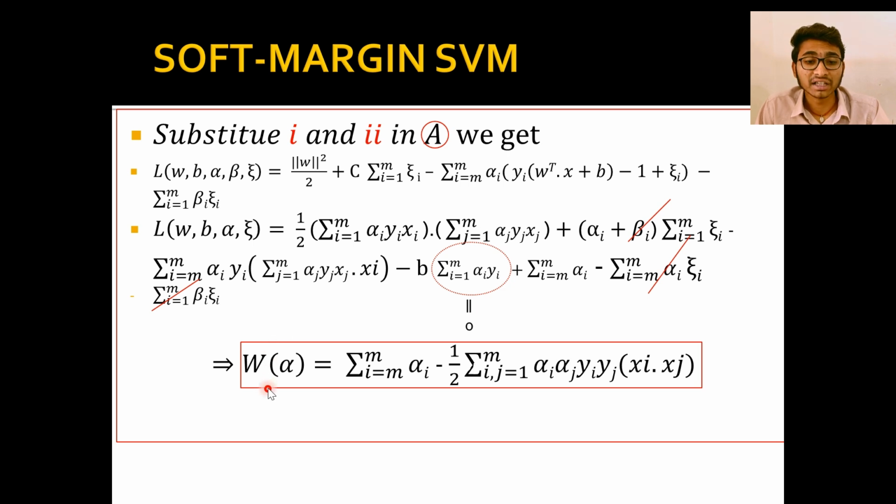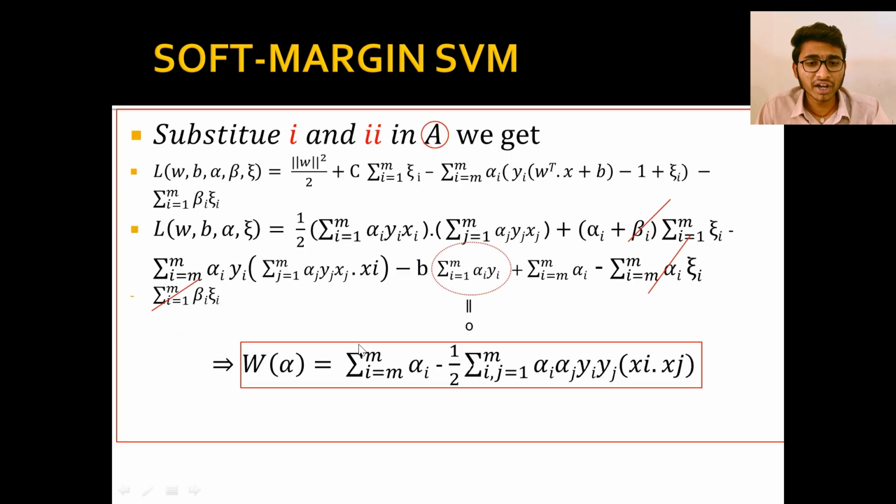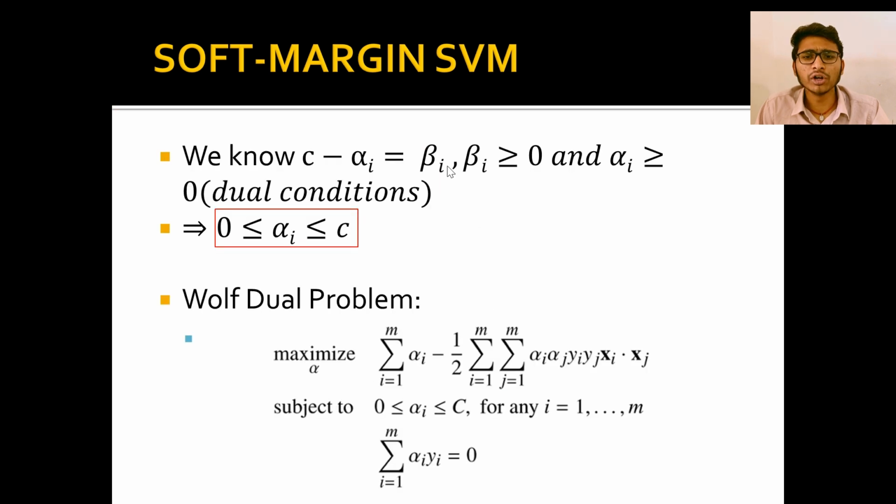This is our final equation that we ended up with only alpha. You can clearly see, right? We end up only with alpha, which means we don't have the other independent variables now. We are only having alpha. And we have dual variables, right?